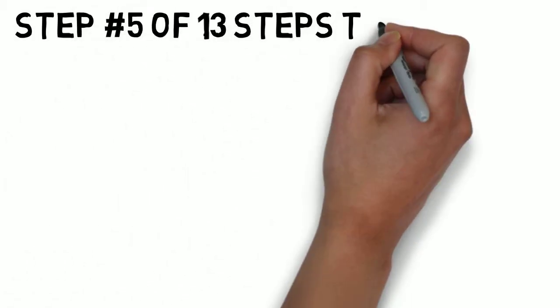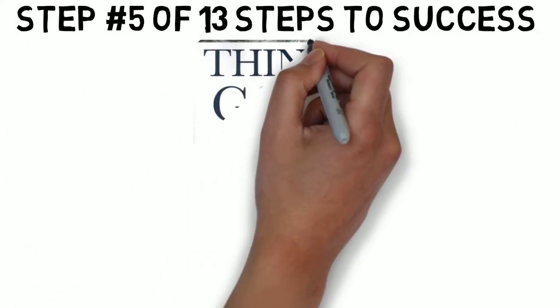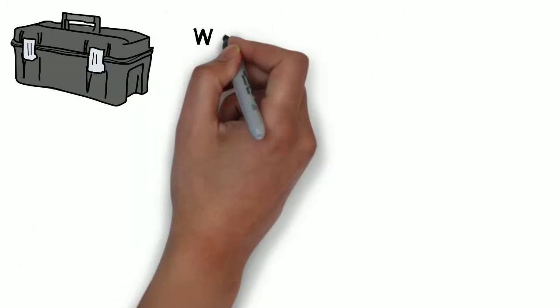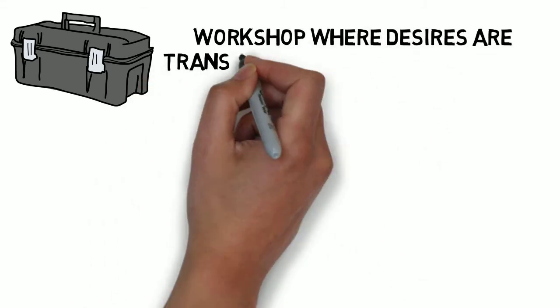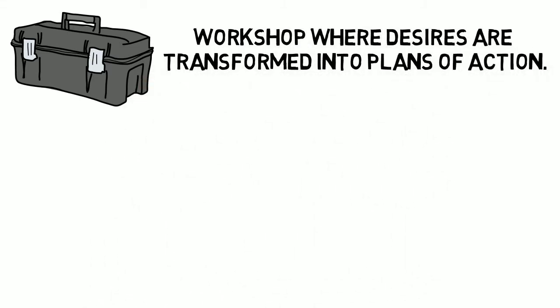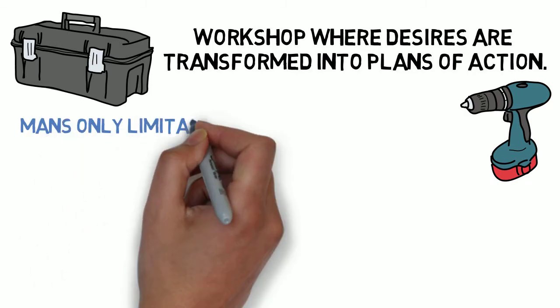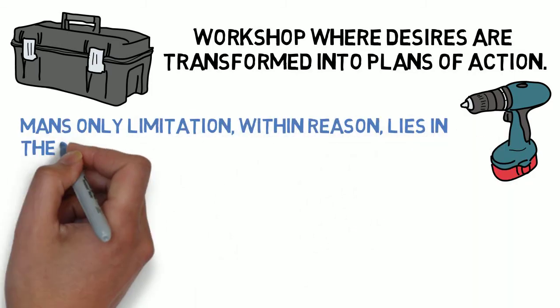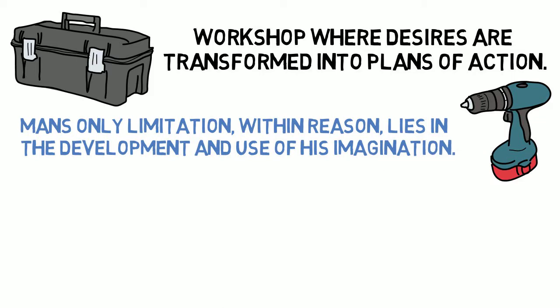Welcome to step number 5 of the 13 steps to success from Think and Grow Rich. In this video, we're going to be focusing on developing your imagination. Imagination is the workshop where your desires are transformed into plans of action. Man's only limitation, within reason, lies in the development and use of his imagination.